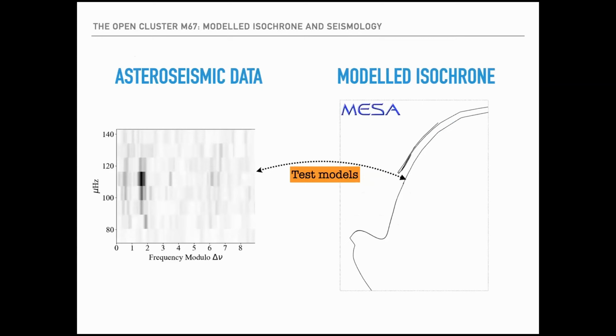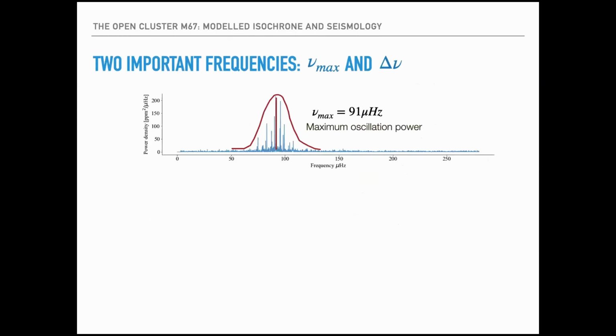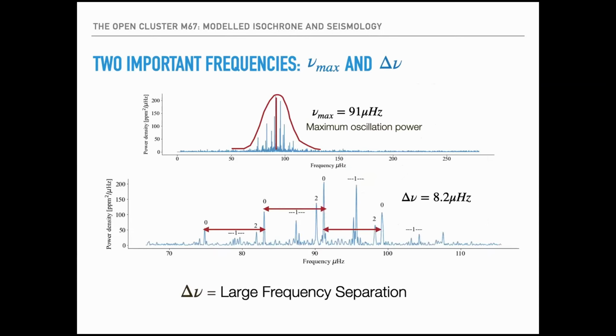So now that we have the model isochrone, we were able to test our models with the asteroseismic data from the stars. But what is that asteroseismic data that we took? So there are two important frequencies, nu max, which I already mentioned, the maximum oscillation power. And the second important frequency is delta nu. So to explain a bit what delta nu is, we have this power spectrum of a normal giant star, and the numbers on top of each frequency peak denote the degree of the mode.